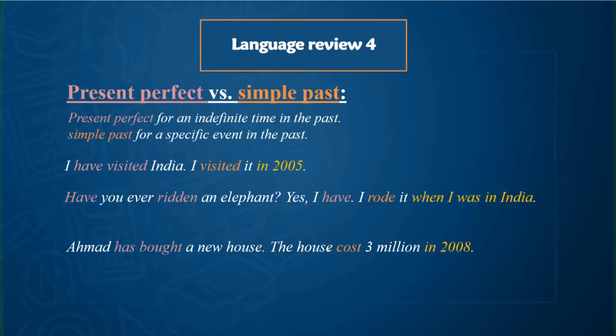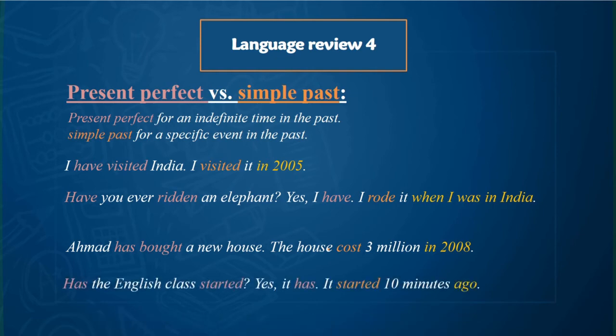Ahmed has bought a new house. Look at this new house, it's for Ahmed. He has recently bought it. The house itself cost 3 million in 2008. Okay, here is your cost. Cost is a past symbol. And by the way, this verb is in the three categories: cost, cost, cost. Here cost is the past symbol because 2008 refers to the past.